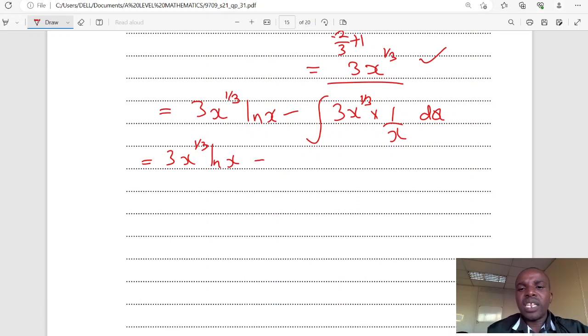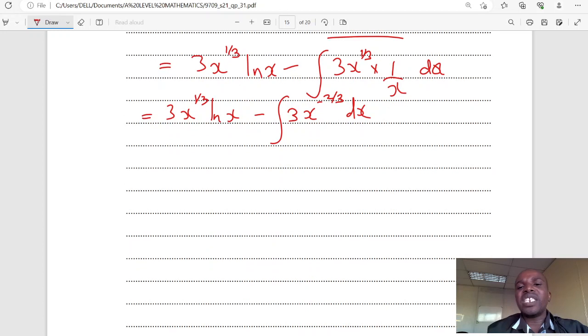Then simplifying further, it will be 3x to the power 1/3 ln x, then minus, then apply the laws of indices. I can say 3 here, then x to the power 1/3 divided by x to the power 1. It will be x to the power minus 2 over 3, then dx. Then I can integrate this part and maintain this part: 3x to the power 1 over 3, then ln x. Then minus, then I can maintain my 3 here.